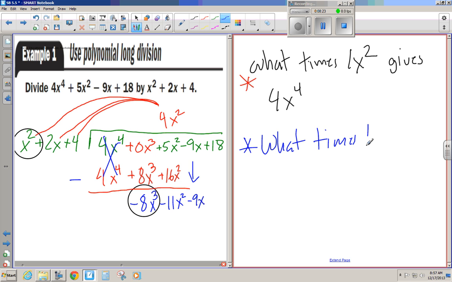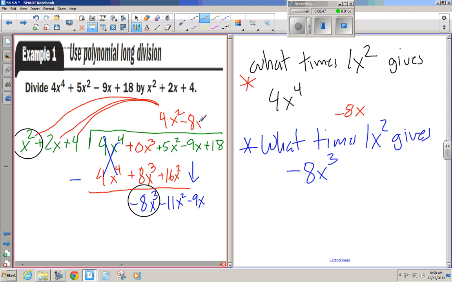What times 1x squared gives negative 8x cubed? Well, it's got to be 1 times some number to get negative 8, so that's for sure a minus 8. And what with an x squared? An x. So you get a minus 8x here. And this process seems long, but it is step by step. Negative 8 times x squared gives you negative 8x cubed.